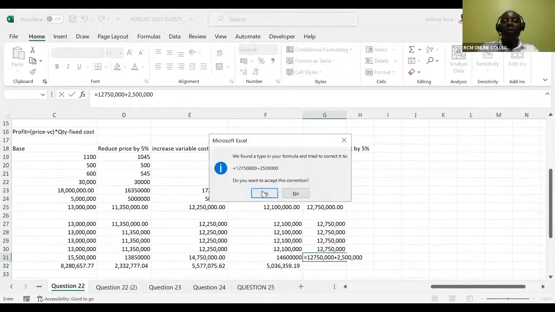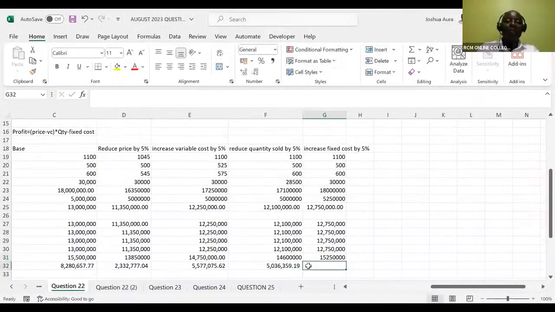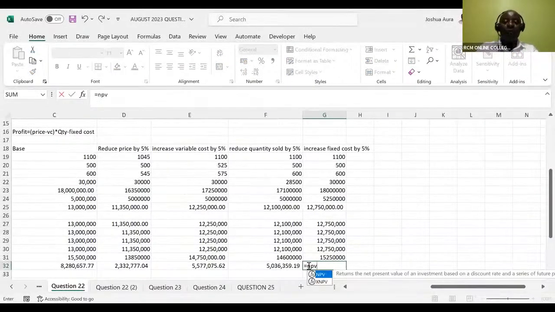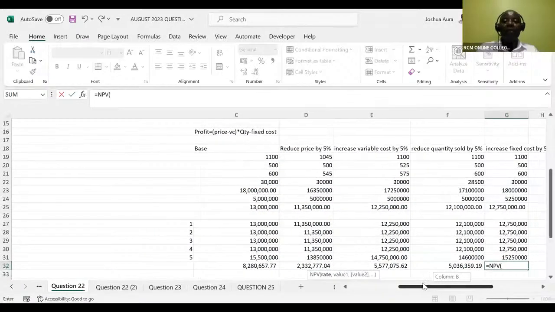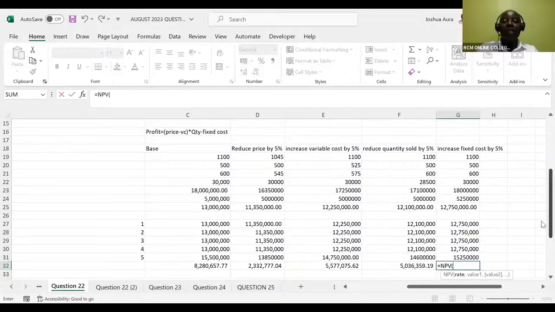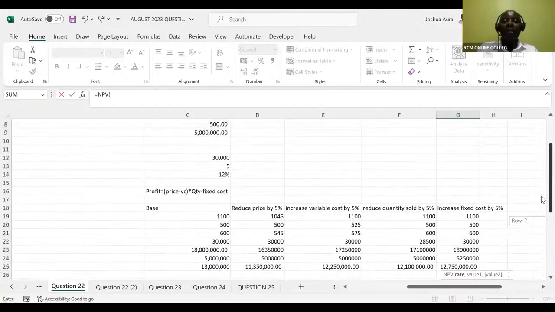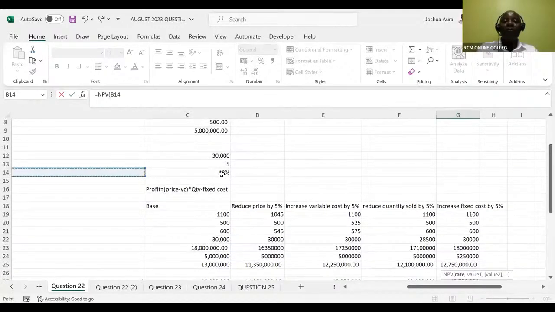So after that, come here right away and give us our NPV. You say equals NPV. The rate is 12%. Okay, so that is it.